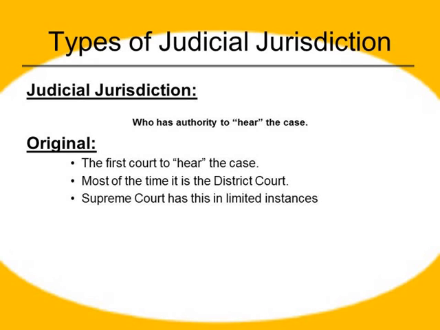Now, there are a limited number of situations where the Supreme Court has original jurisdiction. There are some cases that have to start at the Supreme Court level. A perfect example of that is the president's impeachment trial. If the president has been impeached and the Senate is going to try him, the Supreme Court acts as the court of original jurisdiction there.